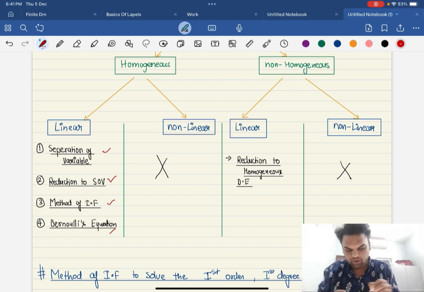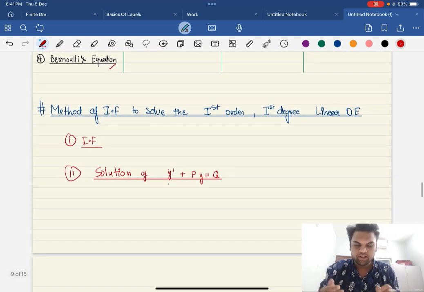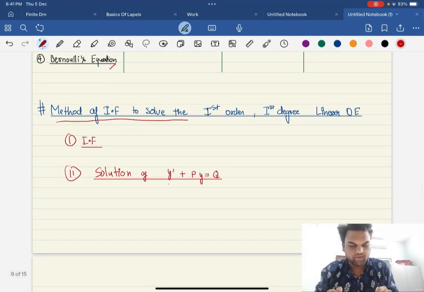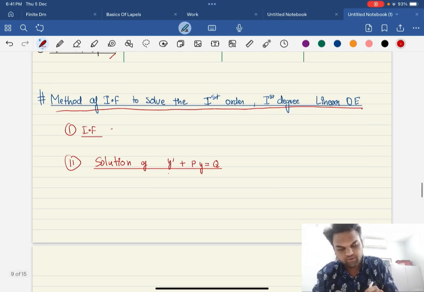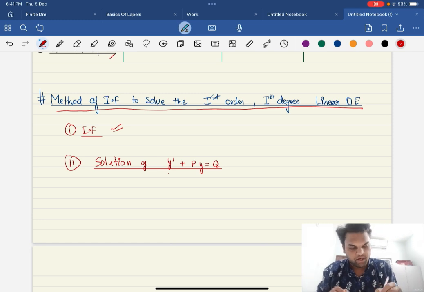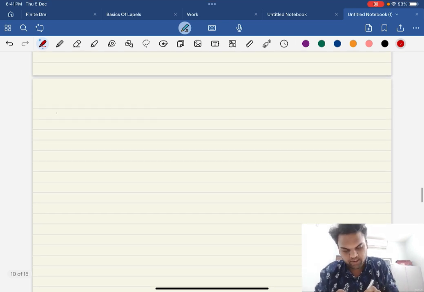But in today's video I am only covering the method of integrating factor to solve ordinary differential equations of first order and first degree. So the method of integrating factor solves the first order first degree linear differential equation. First we have to know what an integrating factor is, and then we go to the general form. This is the general form of a first order first degree ordinary differential equation, which is linear.